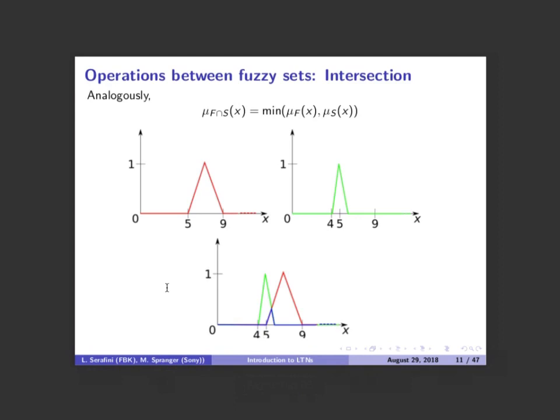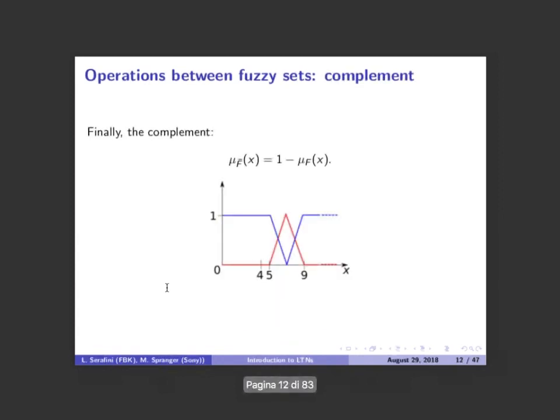Intersection, or disjunction, would analogously consider the minimum. So again, the blue line there in the case of fuzzy sets. Complement, so negation, is 1 minus the value. So the red is the complement of the blue.